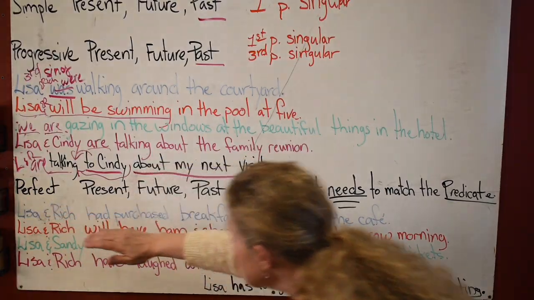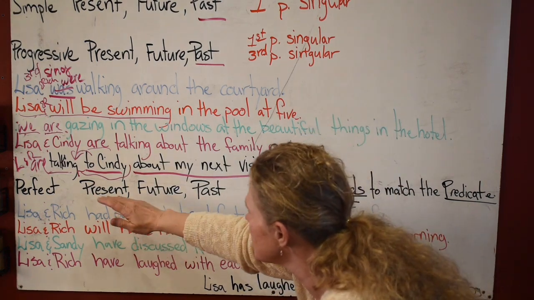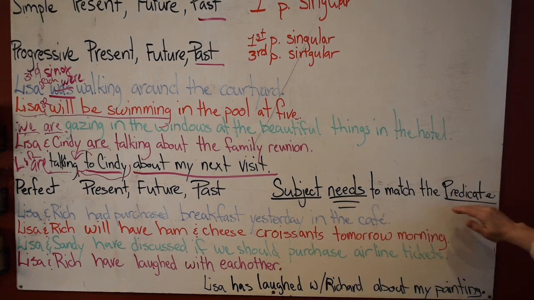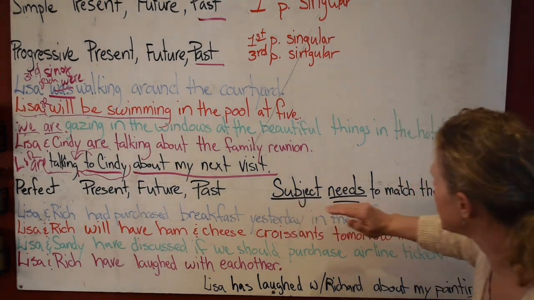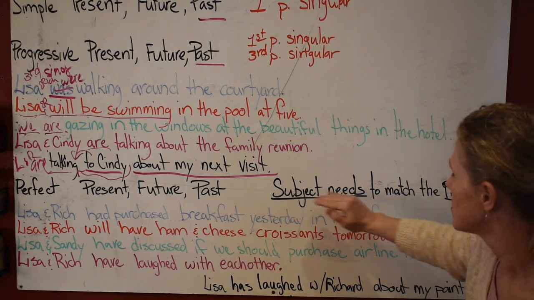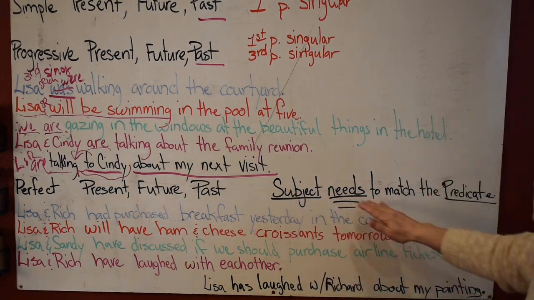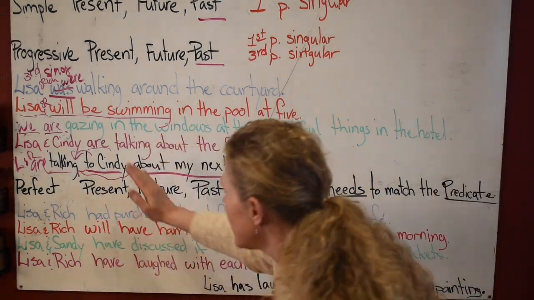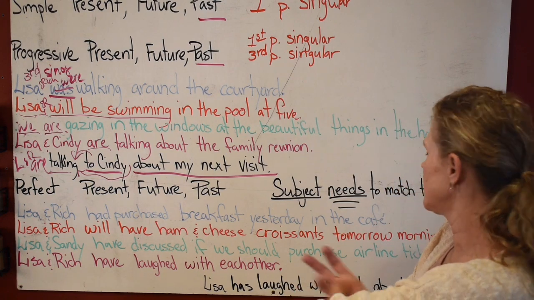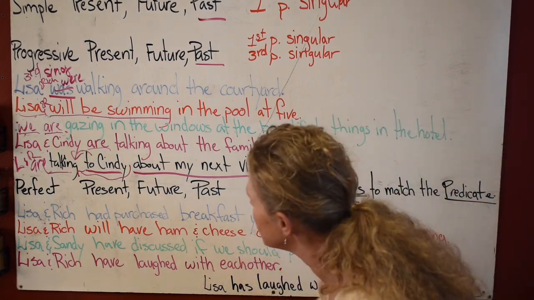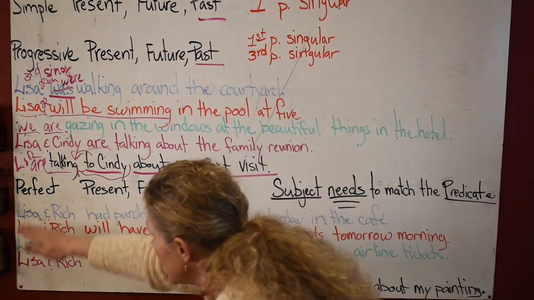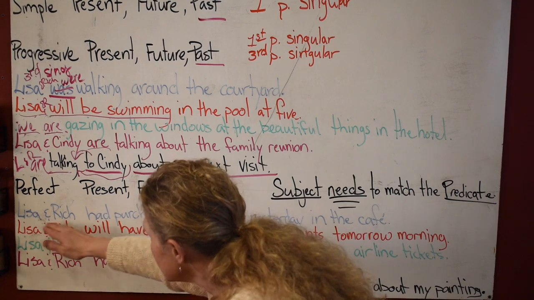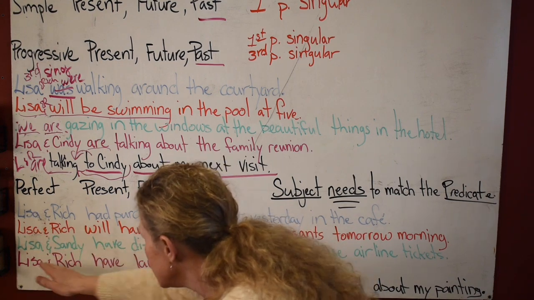We have the perfect tense, which puts us in the present, future, or the past. Now remember, the subject needs to match the predicate. Do these match? Yeah. They match. They need to match the predicate. So only these two need to match. In the perfect tense, we're going to talk about all these sentences. These we're saying in plural right here. This is all plural. Lisa and Rich, Lisa and Rich, Lisa and Sandy, Lisa and Rich.